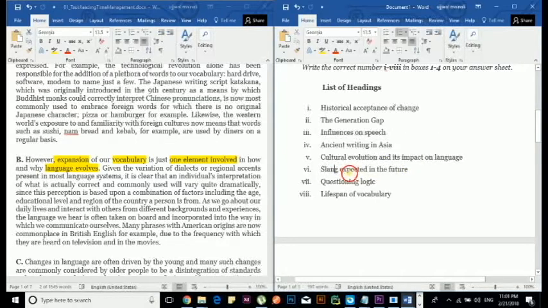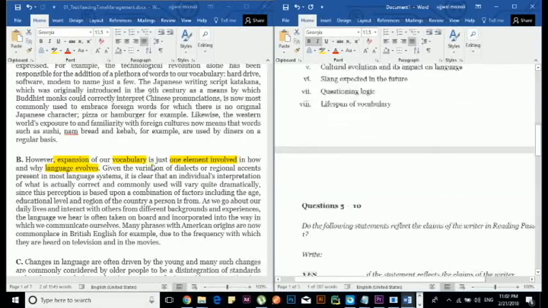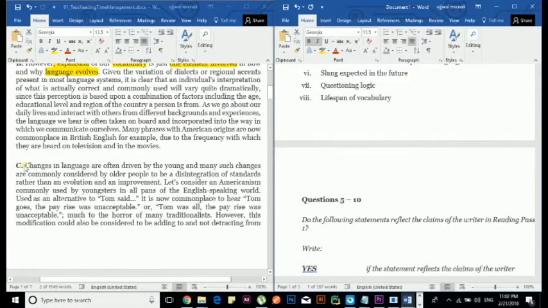Slang accepted in the future. It's not about the language being accepted. And questioning the logic. I don't know what this is, but certainly this is not what B is about. Span of vocabulary. So not the lifespan of a vocabulary. So the suitable option would be influence on speech.